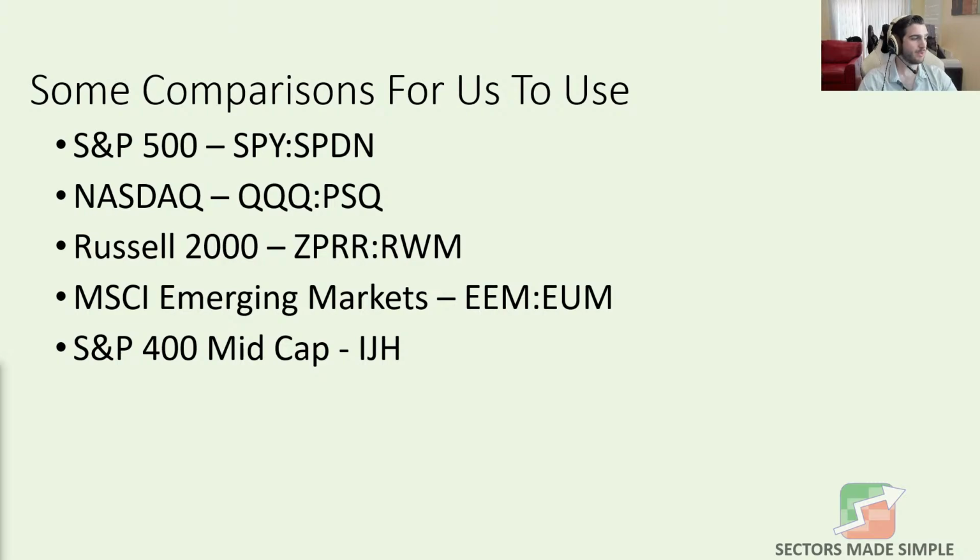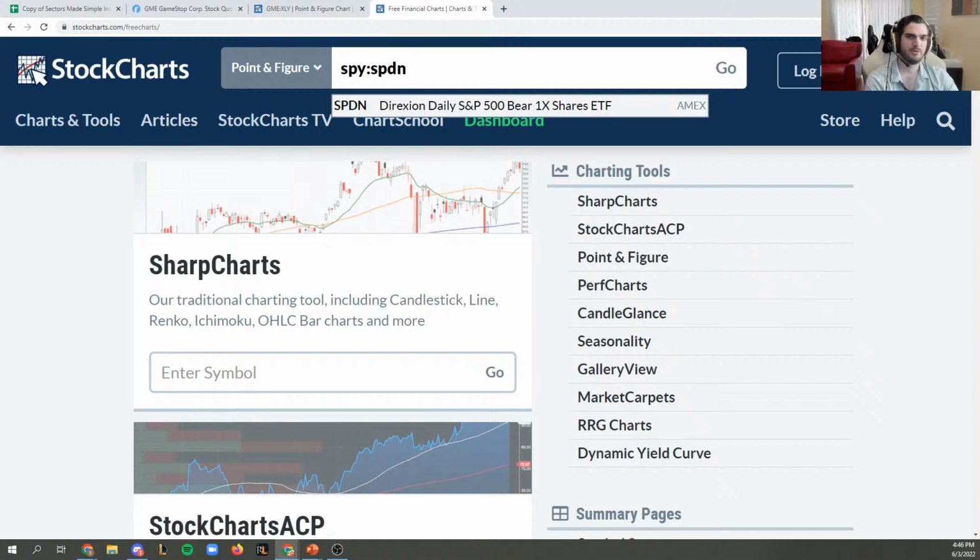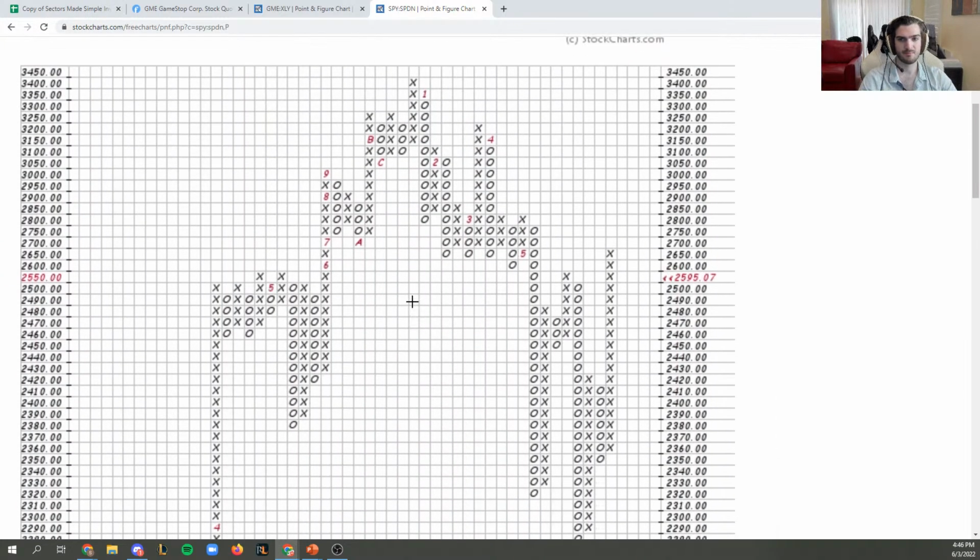So let's go really quickly and take a look at one of these charts so we can see what we're talking about in action. So here we're going to have, let's do SPY. So again, SPY is going to be the bullish ETF. So it goes up when the market goes up. SPDN is going to be bearish. So it goes up when the S&P goes down. And here's what it looks like.